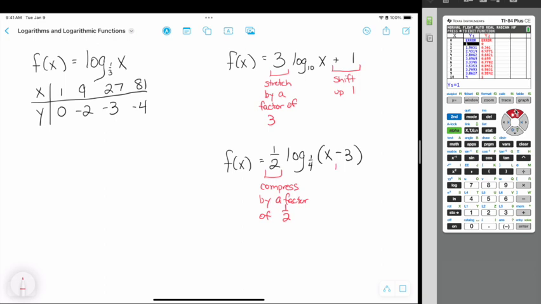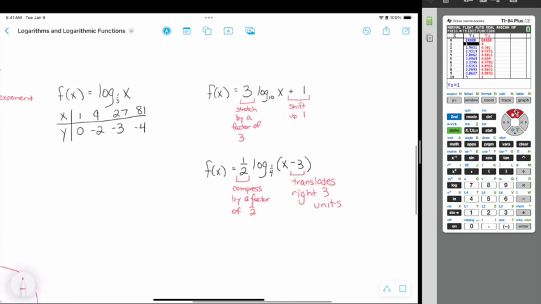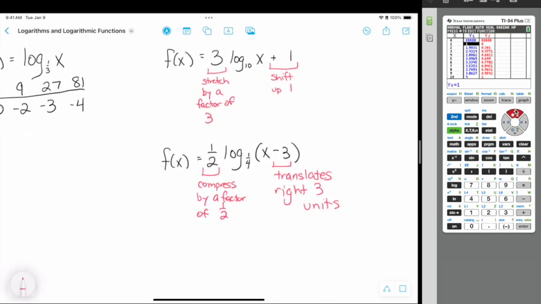The -3 is perhaps the most confusing transformation in all of math, because the -3 makes it look like it's going to go 3 in the negative direction. But in the parentheses, it does the opposite. This actually translates right 3 units. This one translates right 3 units.